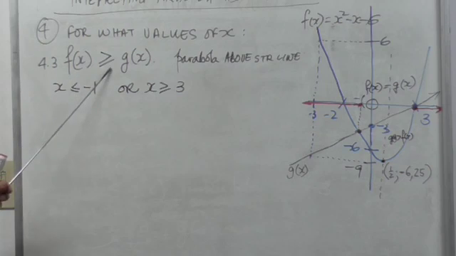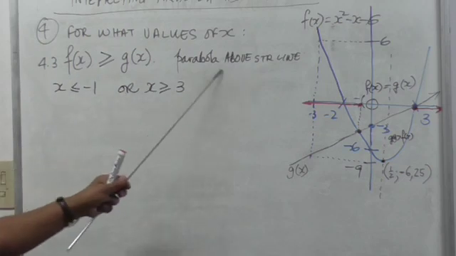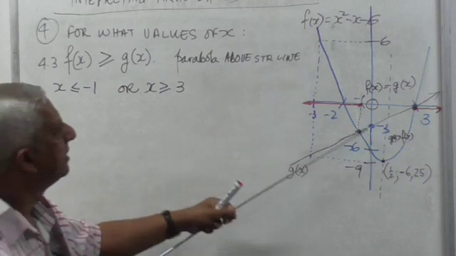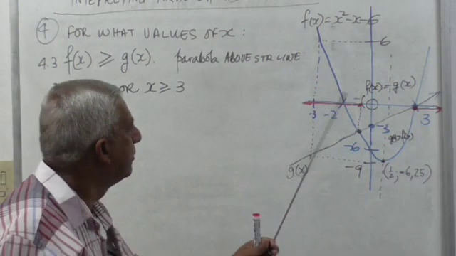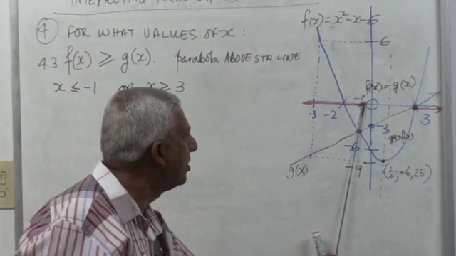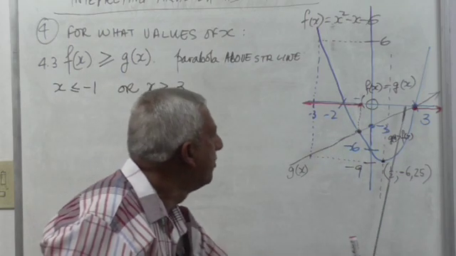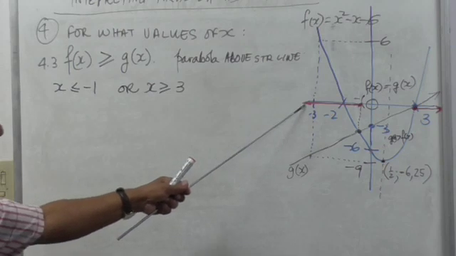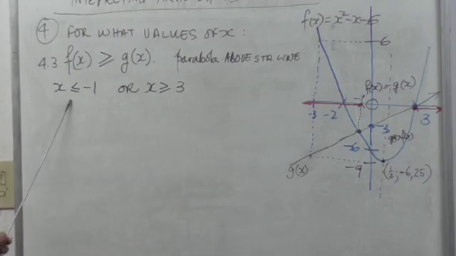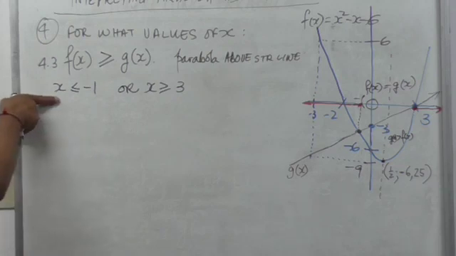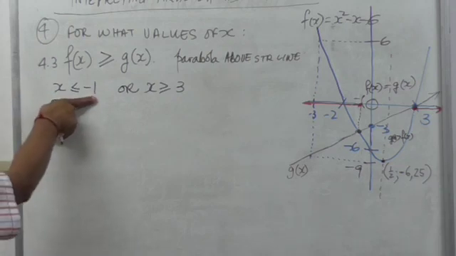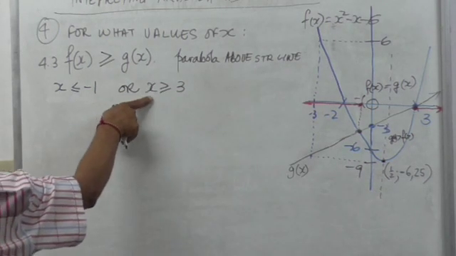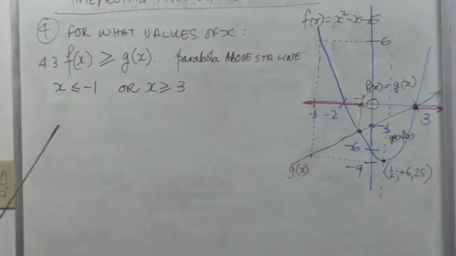Remember, the parabola is above the straight line. So it's here and it's there. For which x values? From the point of intersection this way, from the point of intersection that way. That answer there is x is less than -1. Now, in this case, you are reading from here, this way, so you're saying x is less than -1. Now you are reading this way, x is greater than 3. Alright, so that was 4.3.